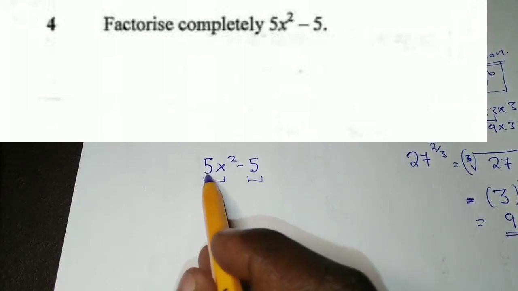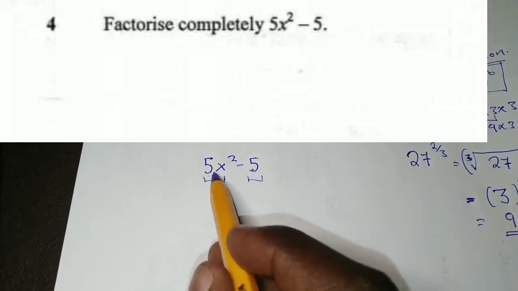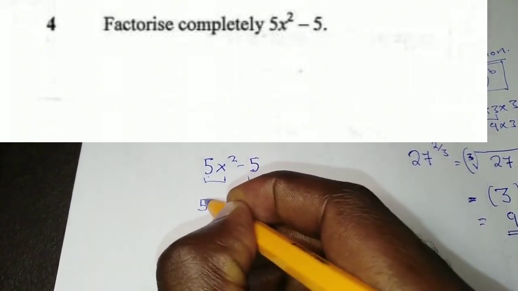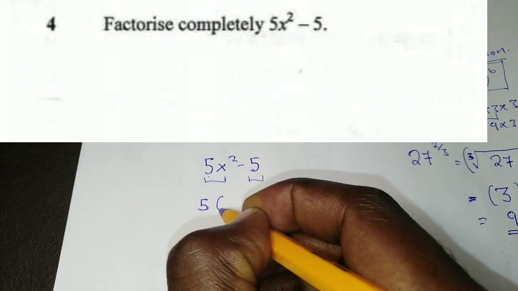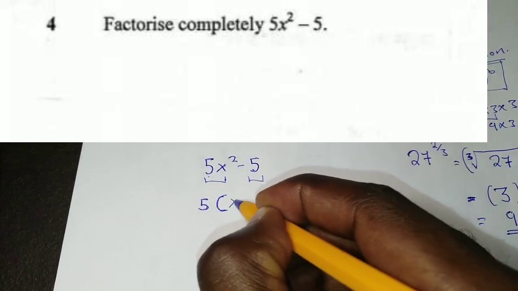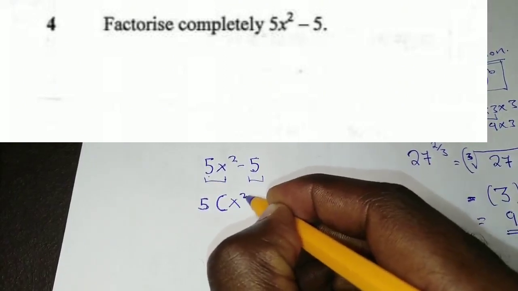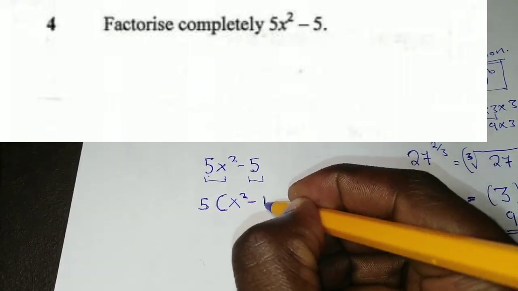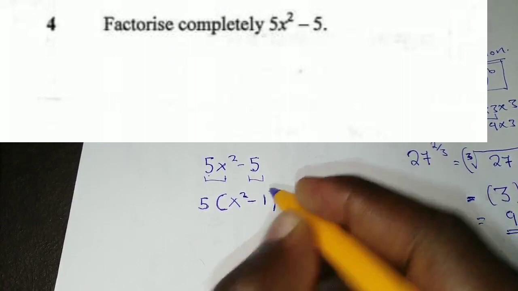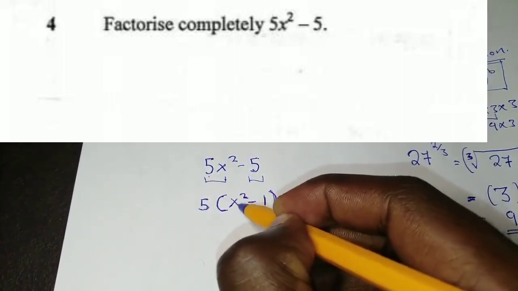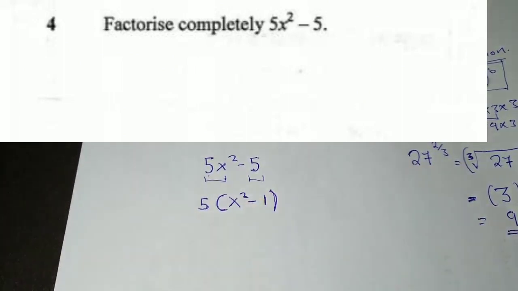Look at what is common in these 2 terms. In this term you have a 5, and in the other term you have a 5. So the 5 is common. You put it outside, then you open the brackets. We've removed the 5, you remain with x squared, minus, you remove the 5, you remain with 1. Factorizing completely simply tells us that we should completely factorize this expression.